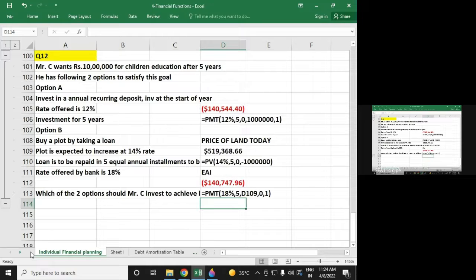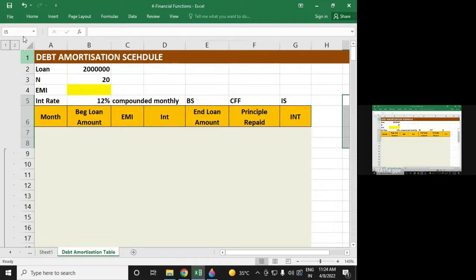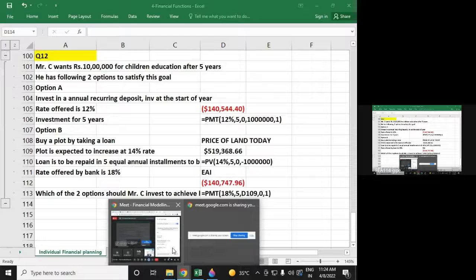One is what we have done today. Any other doubts, everybody? Let me know, or else we'll stop here. We'll start with file number 4, that is debt amortization, next class. Students online, have you got the numbers?